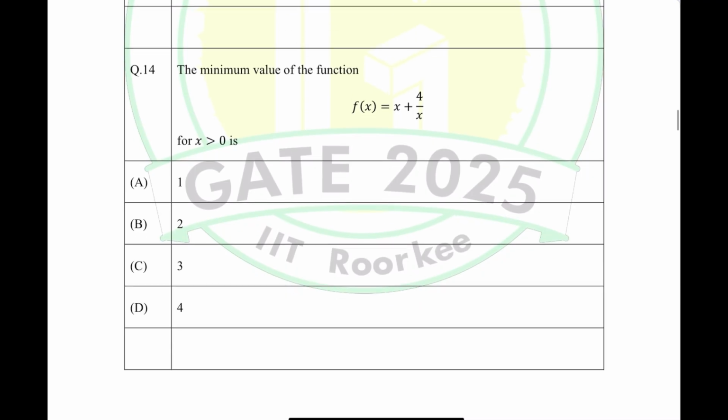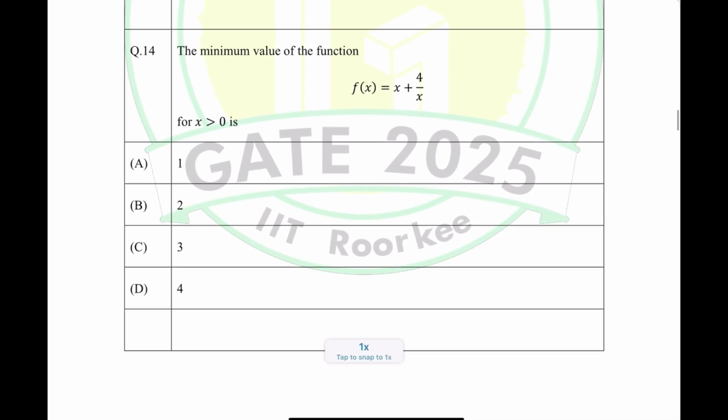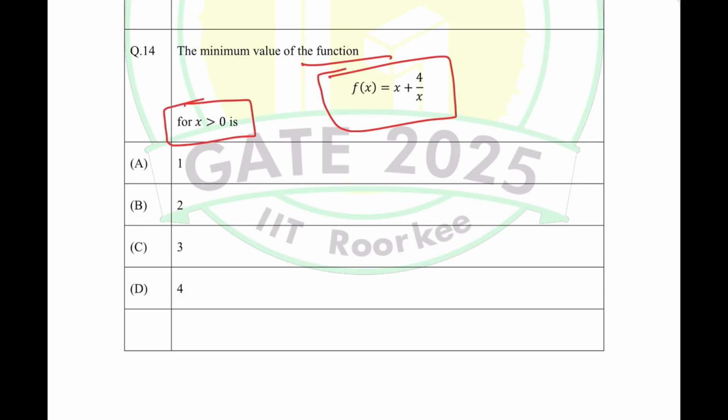Okay. And moving on to the next question. The minimum value of the function f(x) equals x plus 4 by x, for x greater than 0. First we will take the derivative of this function. f'(x) is equal to 1 minus 4 by x square.